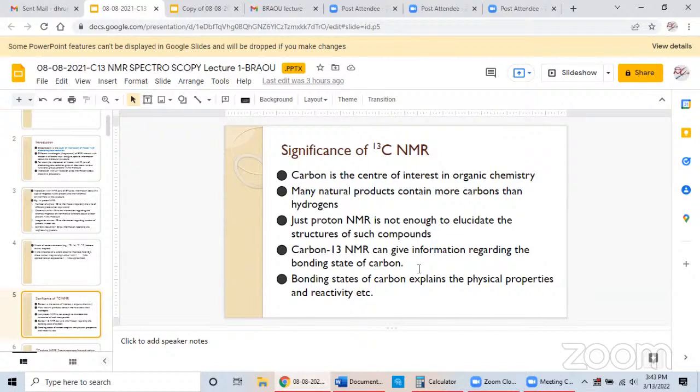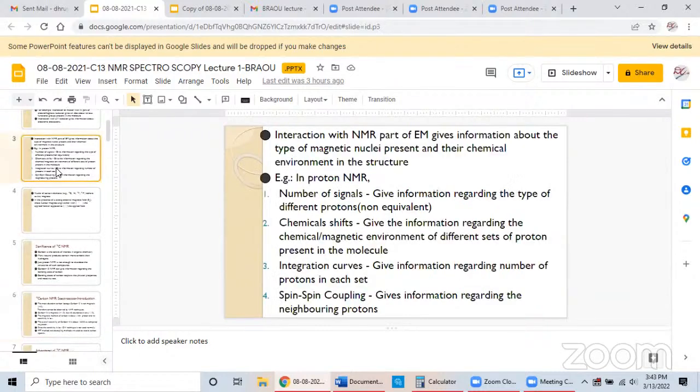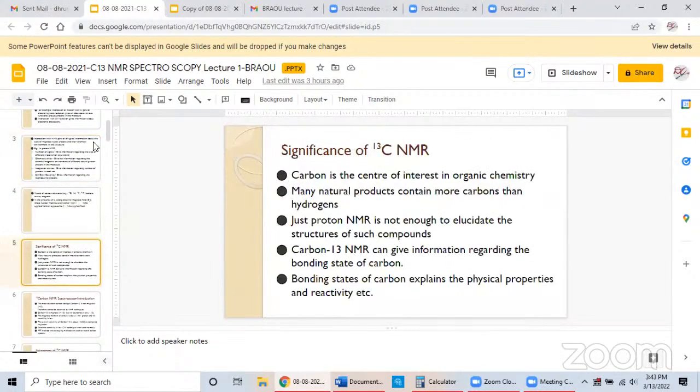And moreover, even if the number of protons is less, they may overlap due to the closer chemical shift range. Different sets of protons present in the molecule may overlap, and you will not be able to see a highly resolved spectrum, which may be very difficult to interpret, and that is the reason why carbon 13 NMR is very important.